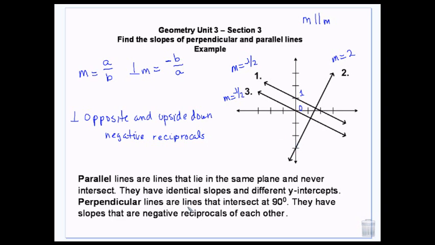Now with perpendicular lines, you could have the same y-intercept. I could go through 0 and be perpendicular, so the y-intercepts don't have anything to do with perpendicularity. And just as a side note, if your m's are the same and your b's are the same, you are the same line. Not parallel, you're just the same.